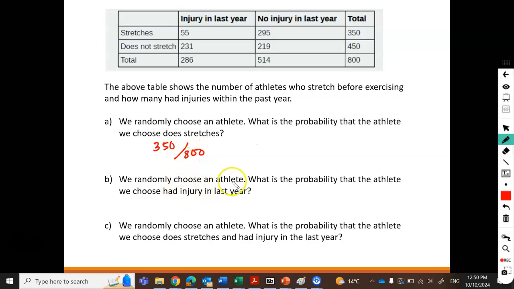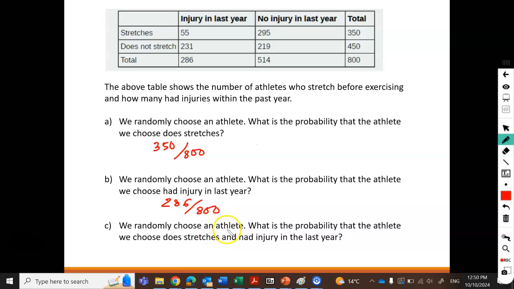Now we randomly choose an athlete. What is the probability that the athlete we choose had an injury in the last year? So the total number of injuries is 286 out of 800. So here what we will get is 286 out of 800.